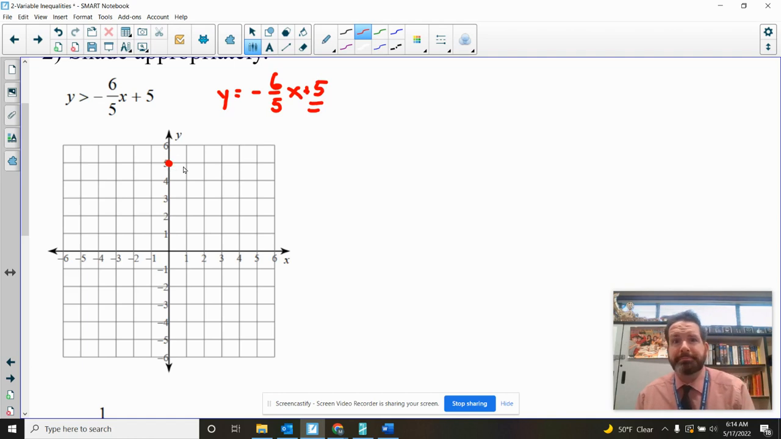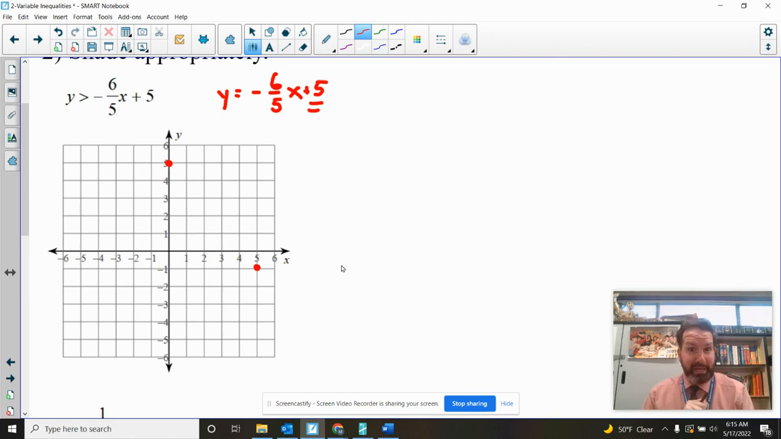There's your starting point. To get to another point on the line, you need to then use your slope number. Now, negative slopes end up going down. So this means I should be going down 6 spots every time I move to the right 5 spots. So starting from here, go down 1, 2, 3, 4, 5, 6, and to the right 1, 2, 3, 4, 5. Put another point. These are the 2 points through which you're going to draw your line.